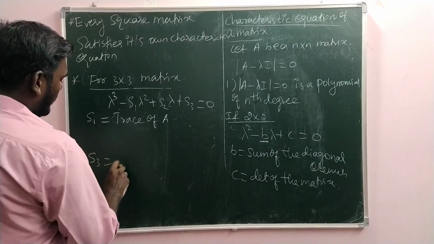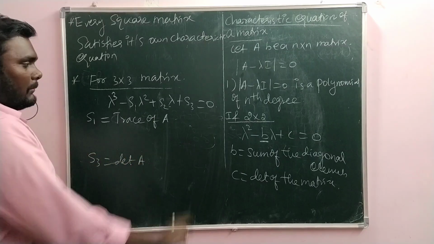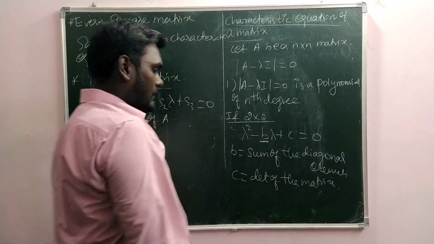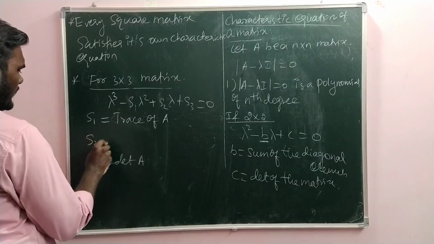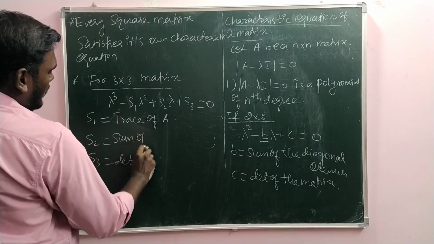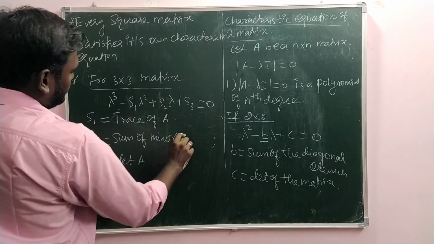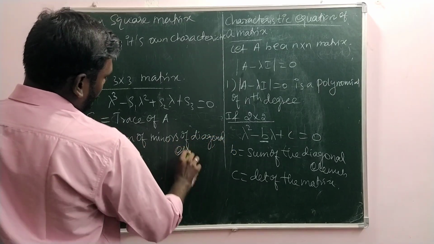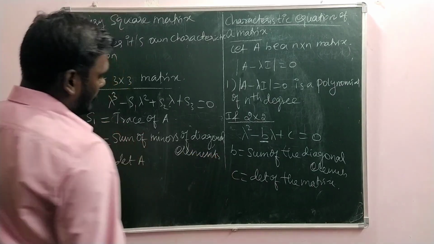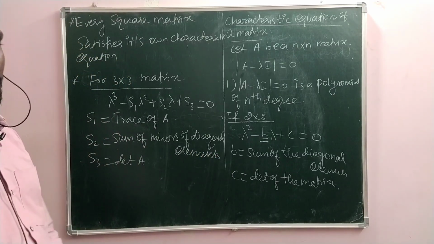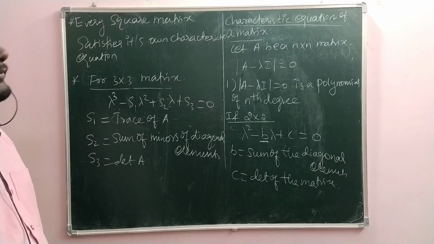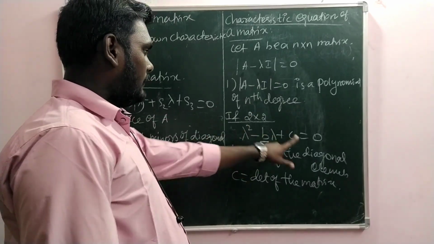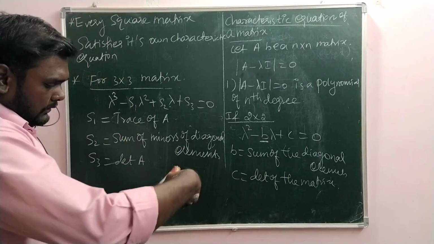And S3 is the same as determinant of A. That means the last coefficient. See, first coefficient is trace of A, last coefficient is determinant of A. This S2 is the sum of minors of diagonal elements. Alright, that is it. So A minus lambda I equal to 0 is a characteristic equation, and for 2 by 2 we have this equation, for 3 by 3 we have this equation. That is it.